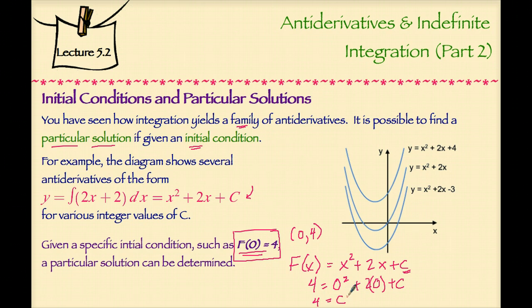be equal to 4. Therefore, out of the infinite number of solutions that we have, using this initial condition, we narrowed it down to the specific one that we are interested in, which is x squared plus 2x plus 4. That is the solution that has the ordered pair (0, 4) on it.